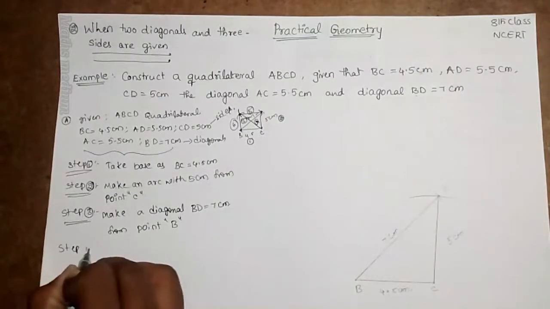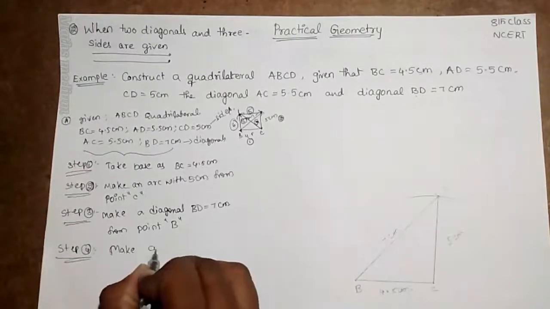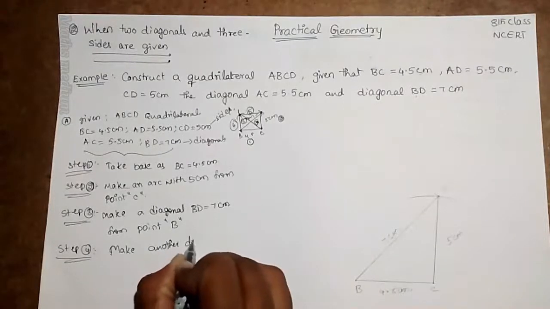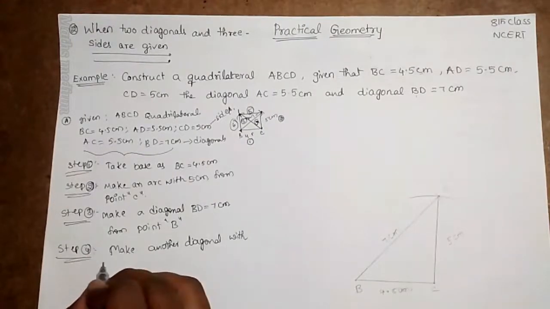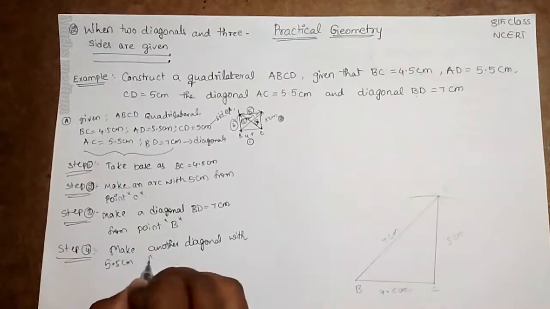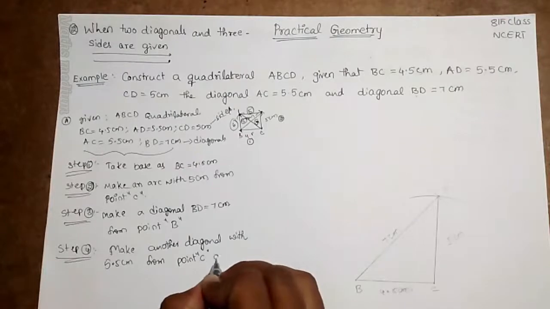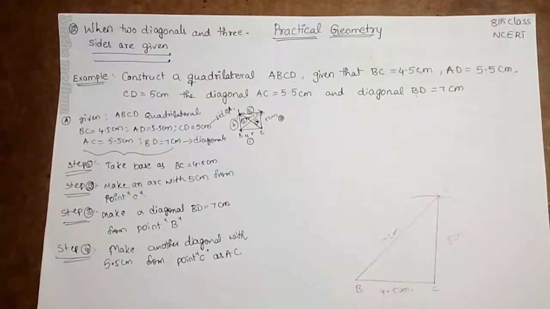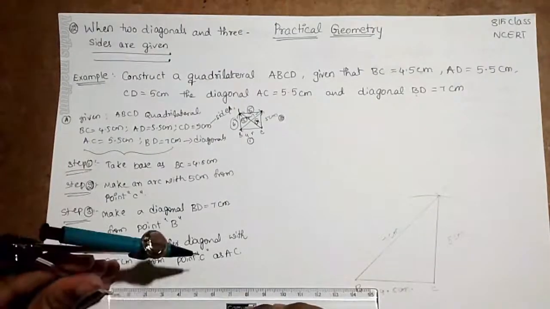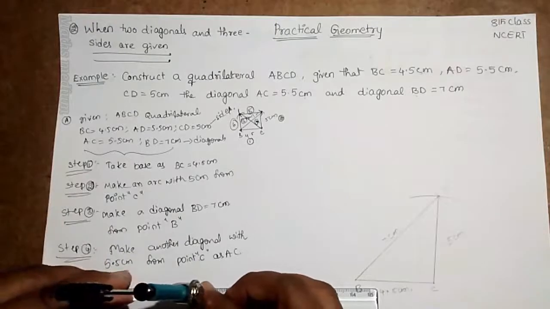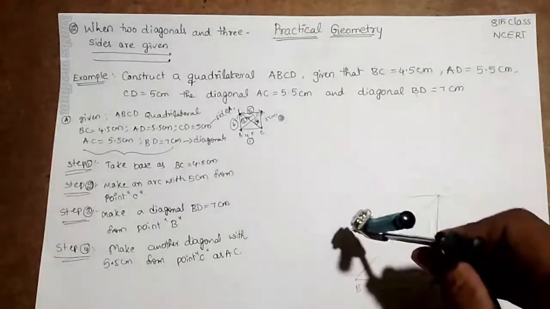Step 4. Make another diagonal with 5.5 centimeters from point C as AC. So from C we have to measure the 5.5 centimeters. So 5.5. So make an arc.